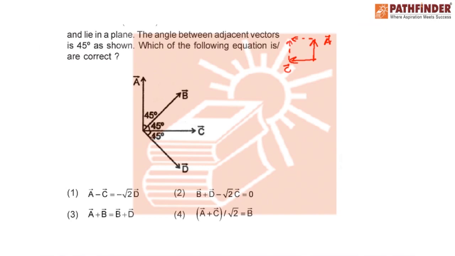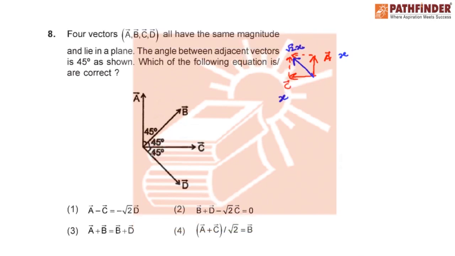We will obtain a resultant in this direction. If this magnitude is x, this magnitude is x, this is root 2x, which is directly opposite to D. So we can say that option 1 is correct for question number 8.